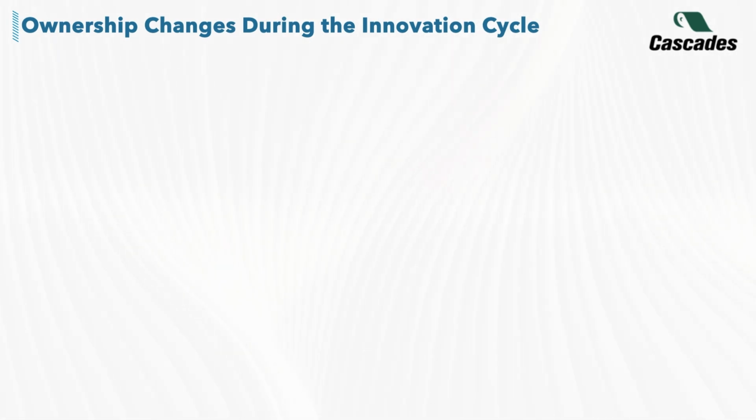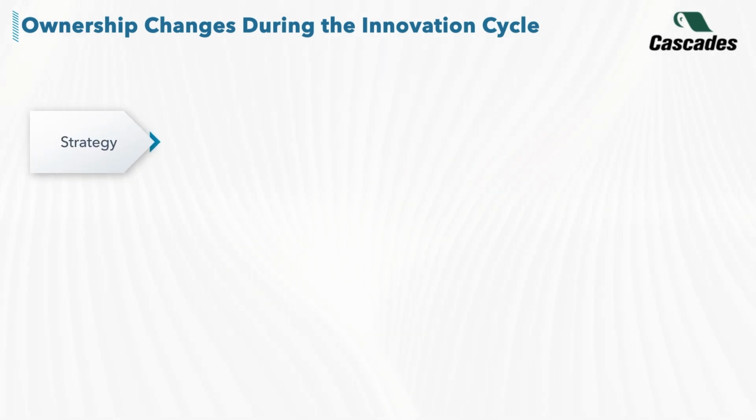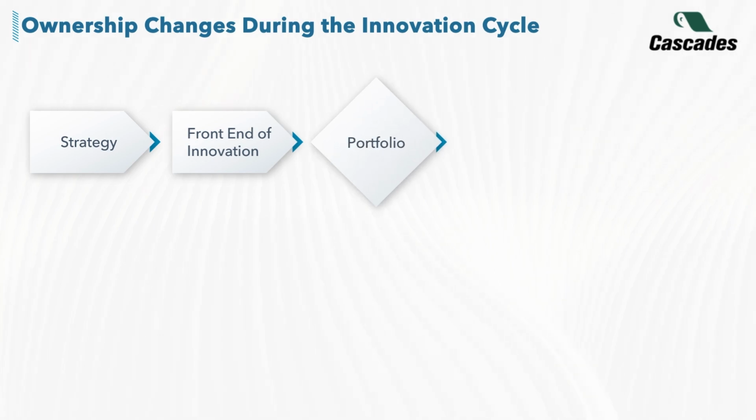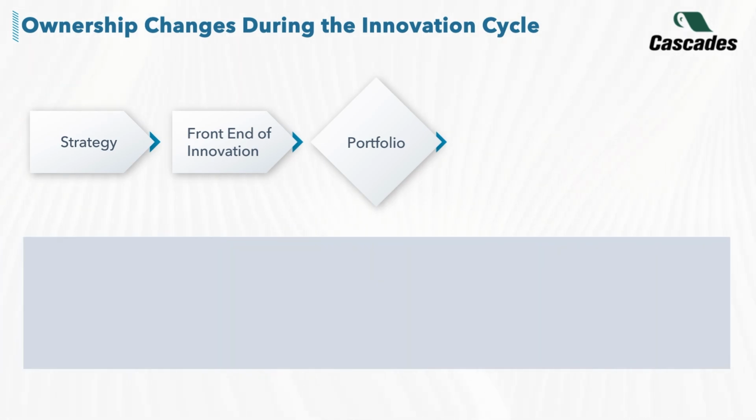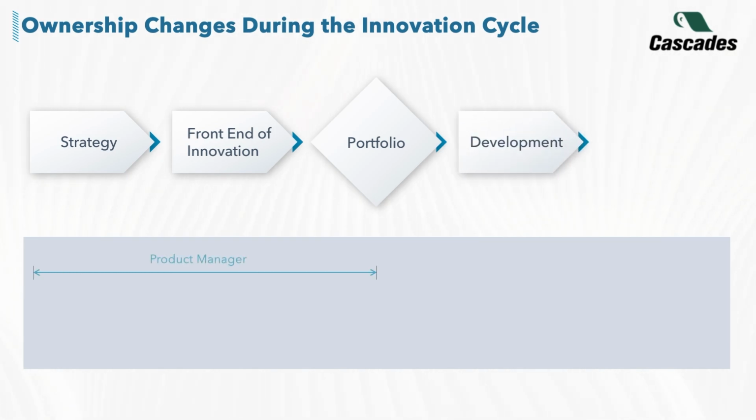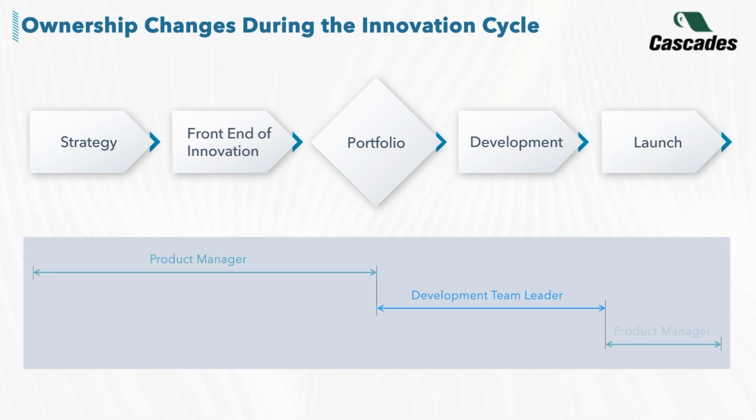It was therefore decided that the product manager would lead the innovation cycle up to the portfolio review. This included revisiting the innovation strategy, performing the front end of innovation activities to prepare the concept proposal, and leading the portfolio review. Then, the leadership was transferred to the development team leader who managed the development phase. And finally, the product manager took back the lead for the launch.